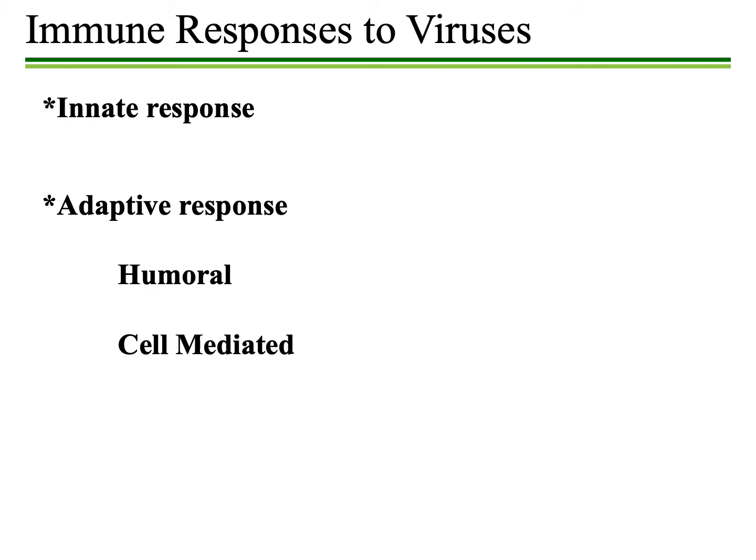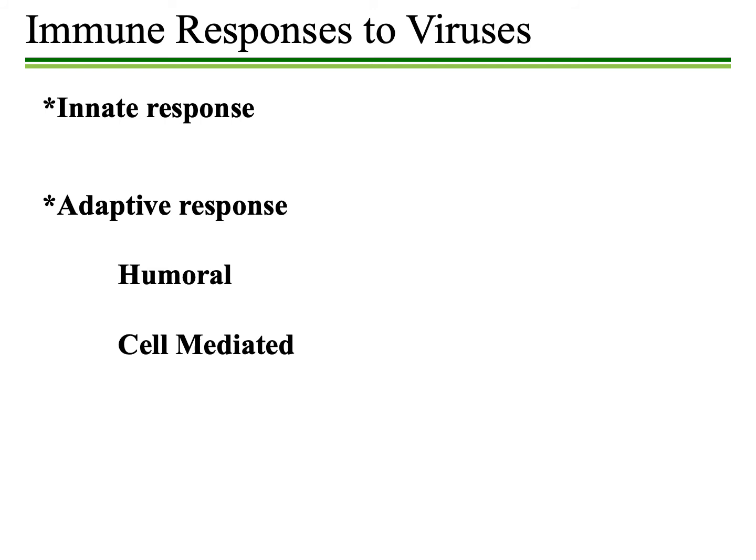There are, of course, also adaptive responses that occur in response to viral infections, both humoral and cell-mediated. With the humoral response, there are plenty of different antibody classes that do, in fact, play a role in fighting off viral pathogens. For example, IgA, which is the secretory class of antibodies, is released to then bind to viruses to prevent actual infection or entry of the virus in the host system.